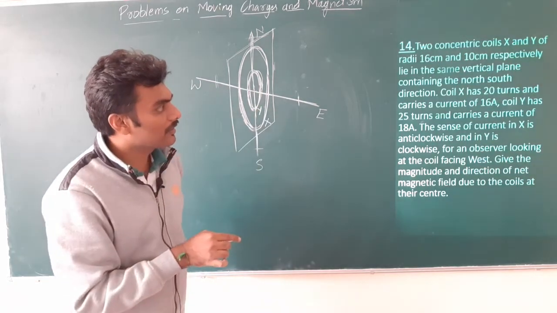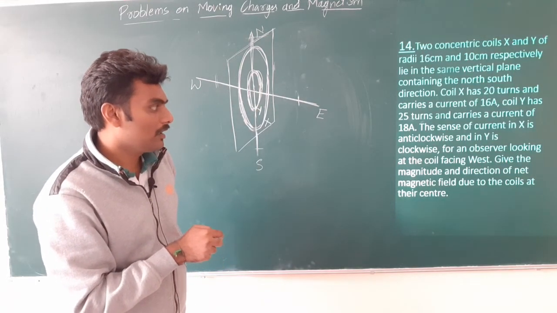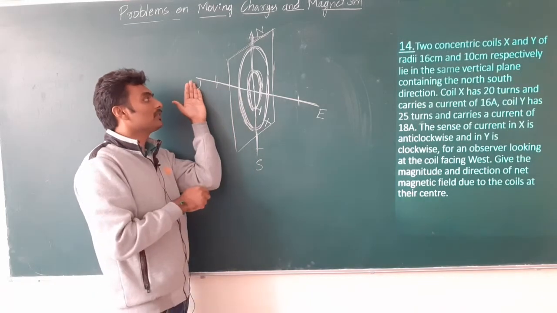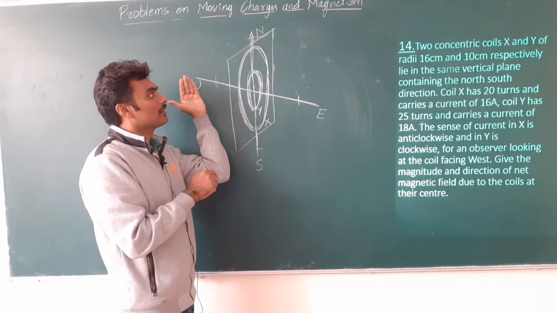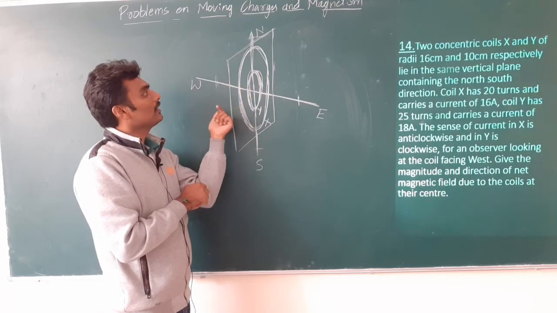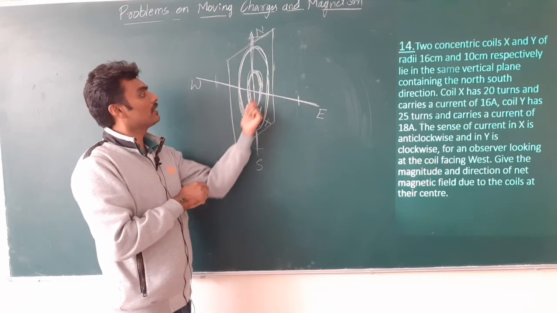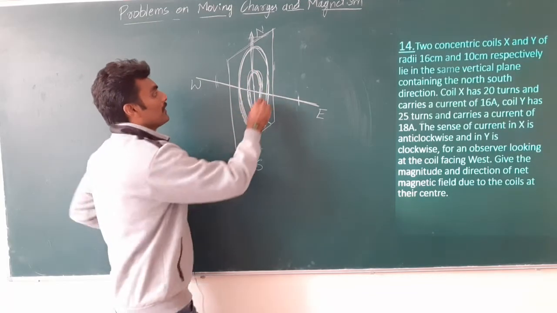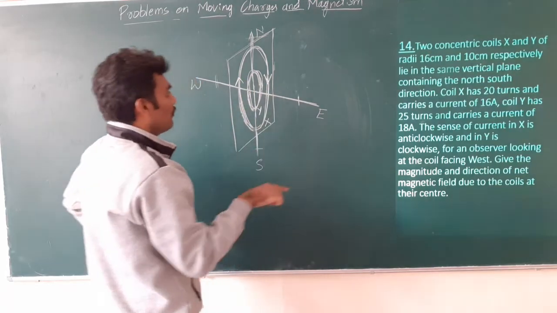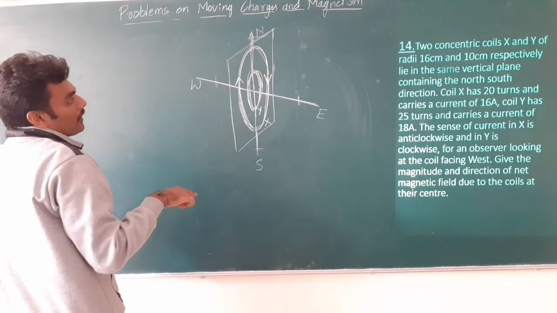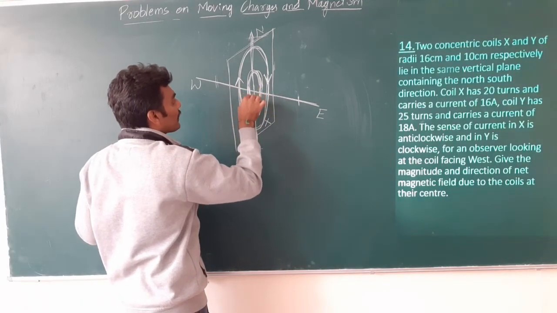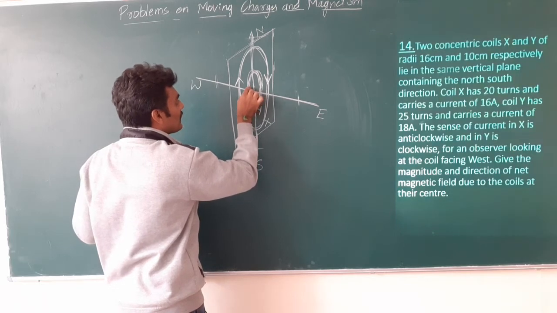In the coil X, one can sense the current in anti-clockwise direction. So, for a person looking at the flow of current from west, the current seems to be anti-clockwise. Okay, for the person here, current looks like anti-clockwise, like this. Okay, for the same person, current in the inner coil Y looks like clockwise, which means exactly the opposite.